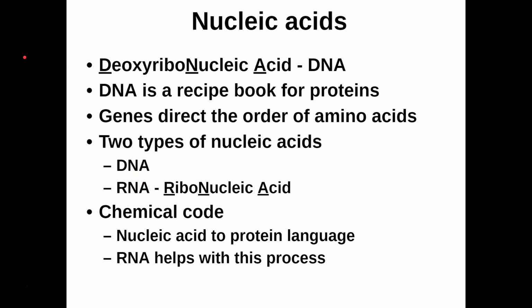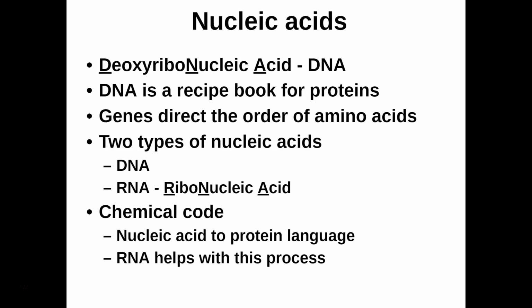So nucleic acids are our final class of biomolecule. And we're principally going to be talking about DNA, but there is RNA as well. DNA stands for deoxyribonucleic acid. And deoxyribonucleic acid is a recipe book for protein. So all of the proteins in your body were originally, the order of amino acids was originally specified by your DNA in every single one of your cells.